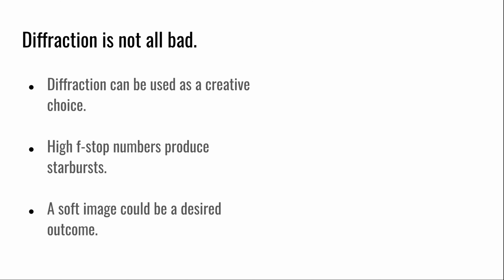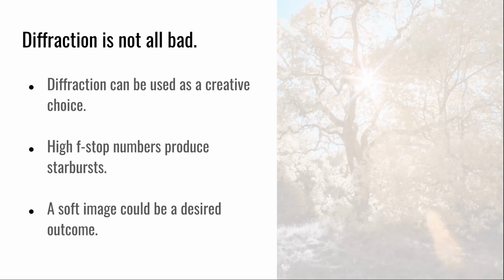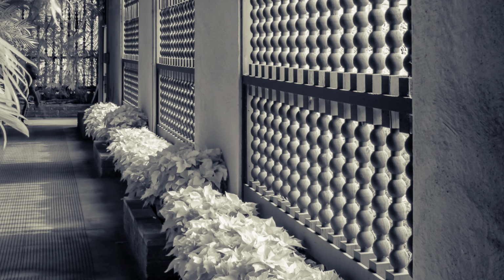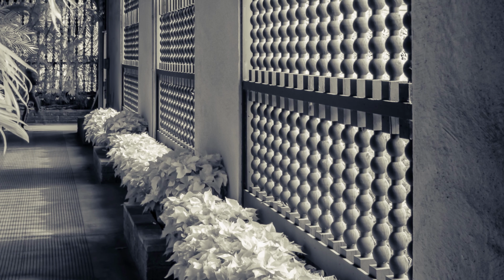So test your lenses. Diffraction, it's not all bad. You know, diffraction can be used as a creative choice. High f-stop numbers can produce starbursts, and a soft image could be something that you desire. In talking about diffraction, we want to have awareness of something that could reduce the sharpness of our images, but we're not saying that that's a bad thing. It may be something that you choose to use. So use diffraction or avoid diffraction, whichever you choose, simply be aware that it's going to have an impact on your images. So that's a look at diffraction and its impact on image sharpness for infrared photography.